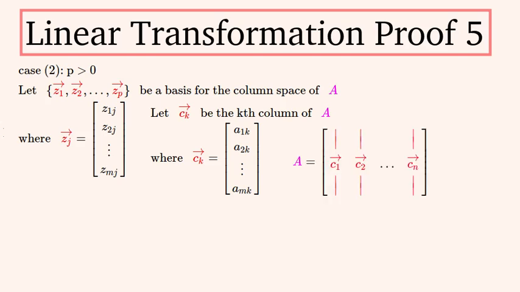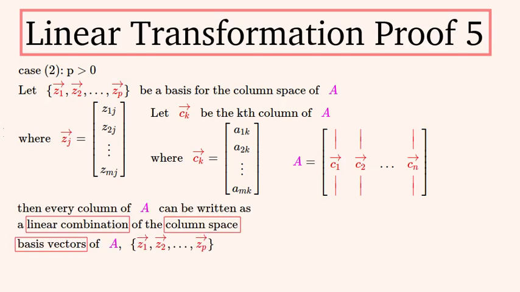We can write out the matrix A in terms of these column vectors like this, with vertical lines to show that these vectors occupy the columns. So every column of A can be written out as a linear combination of the column space basis vectors of A, because they're in the column space. We can write it out like this in a more mathematical way. These vectors called Z are in the basis of the column space of A. The unique constants have 2 indices, because they'll form a matrix soon.